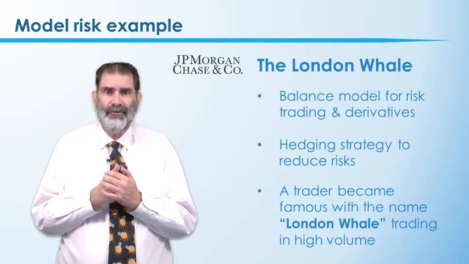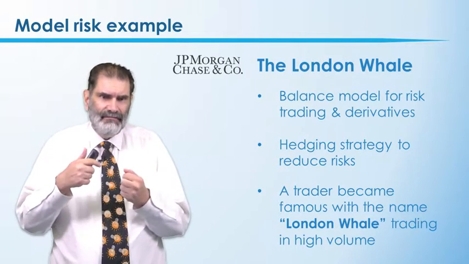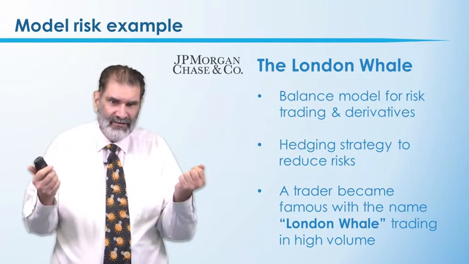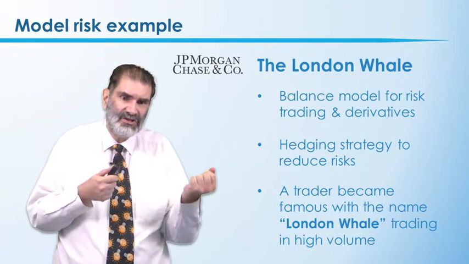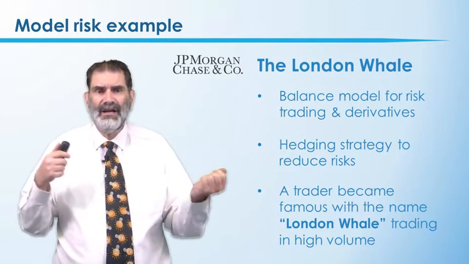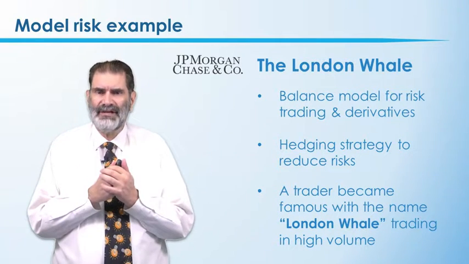The London whale phenomena was an example of JP Morgan using some balanced models for risk trading and derivatives, and they were doing a lot of derivatives tradings to hedge positions and reduce risk. They were trading in a lot of positions, some long, some short, and arbitraging various things.